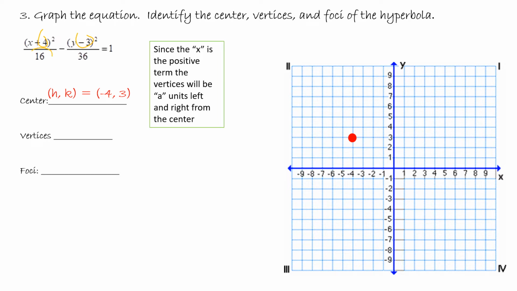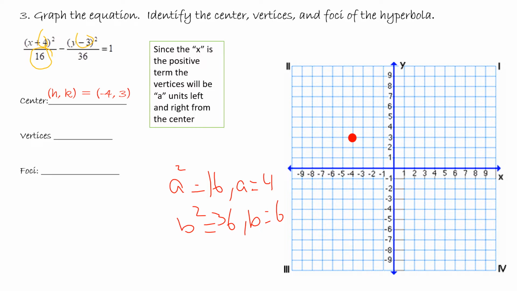That first number, that first denominator, is always a squared. So I have a squared is 16. That means a is 4. And b squared is 36. That means b is 6.